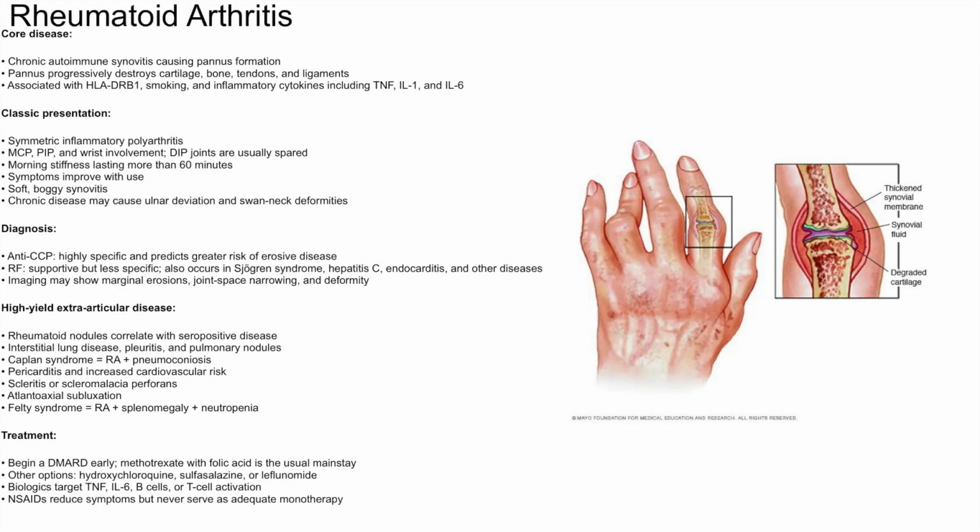Methotrexate is the usual anchor drug here. So remember that it's a once-weekly medication given with folic acid that can affect the liver, marrow, lungs, and pregnancy. NSAIDs relieve the pain but do not prevent joint destruction, while biologics target pathways such as TNF, IL-6, B cells, or T cell activation.